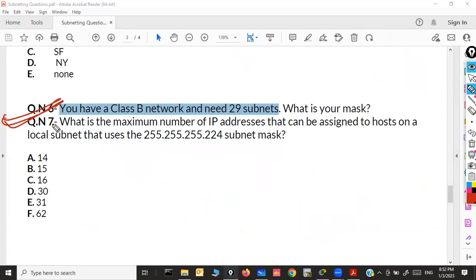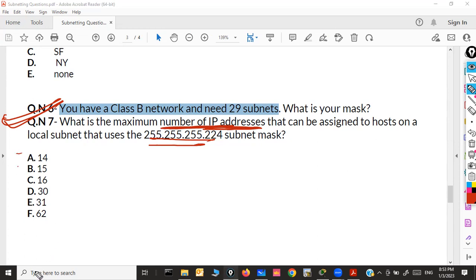Read this question and try to answer: what is the maximum number of IP addresses? Again, usable IP addresses, right? Whenever you see a question like maximum number of IPs, you should always understand it's asking about the usable IPs that can be assigned to hosts on a local subnet that uses this mask. So which answer do you think should be correct?